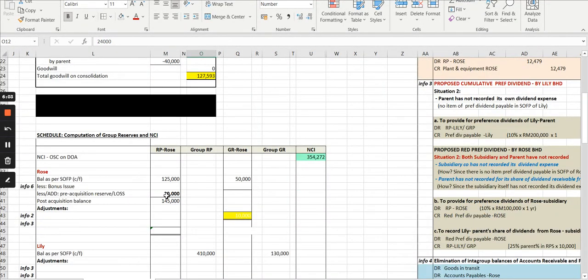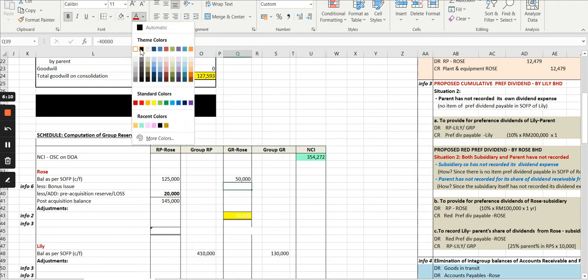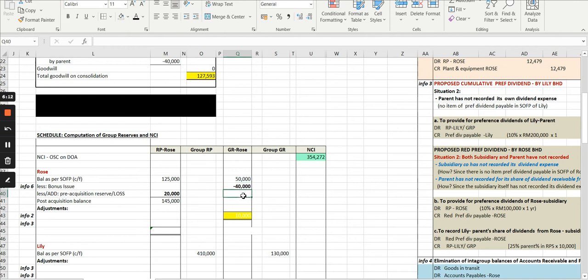So this will be reflected here in your general reserve. You will have to show your deduction for that bonus issue here. And with that, there are no more adjustments for the general reserve, right? So what you will see here is you will just be left with 10,000. There are no other adjustments for the general reserve.